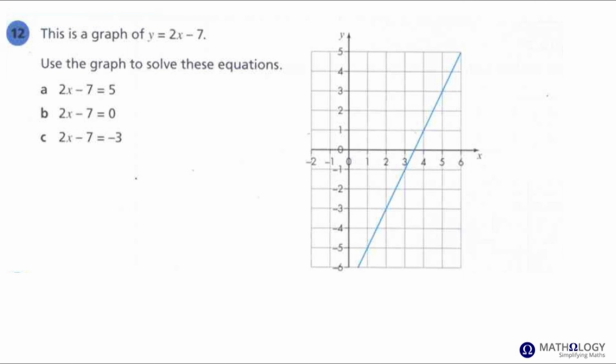Okay, given the graph y equals 2x minus 7, use the graph to solve these equations. 2x minus 7 equals 5. 2x minus 7 equals 0. 2x minus 7 equals minus 3.